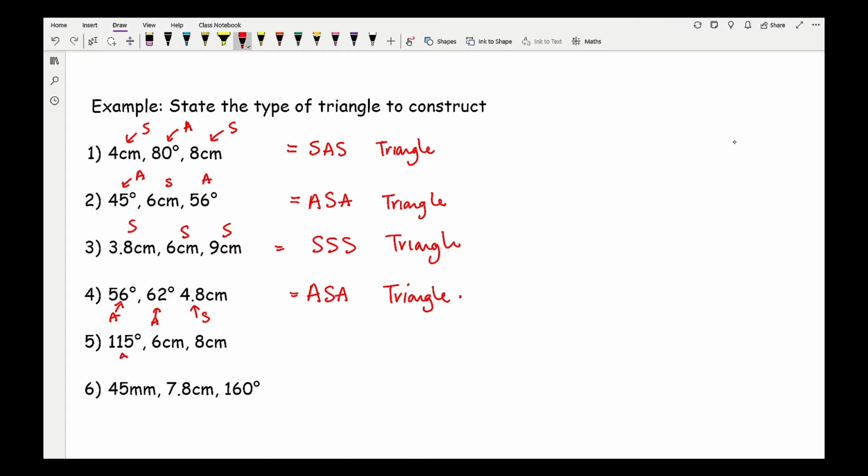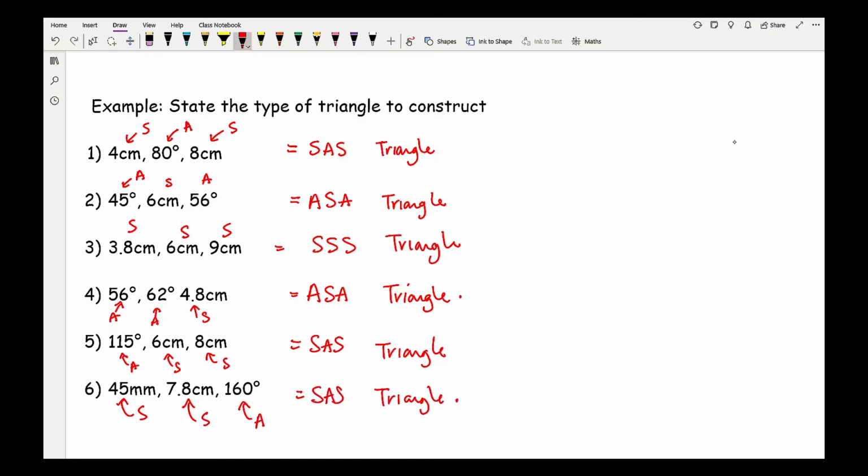So for question 5, I've got an angle, a side, and a side. So no, this is not going to be an AS triangle, it's going to be an SAS triangle. And then finally, we've got 45 millimeters, which is a side, 7.8 centimeters, which is also a side, and 160 degrees, which is an angle, so that's going to be an SAS triangle.